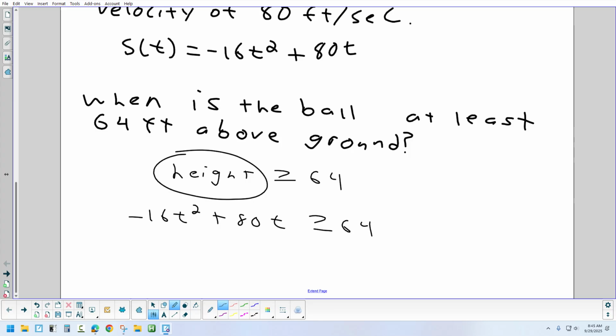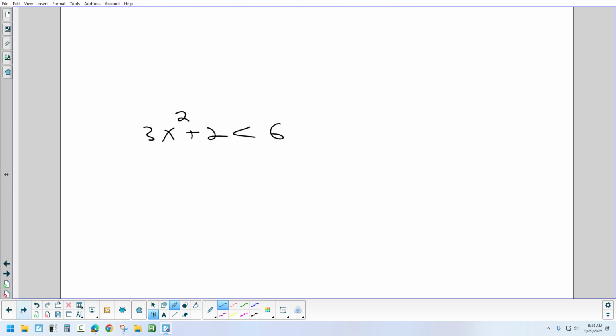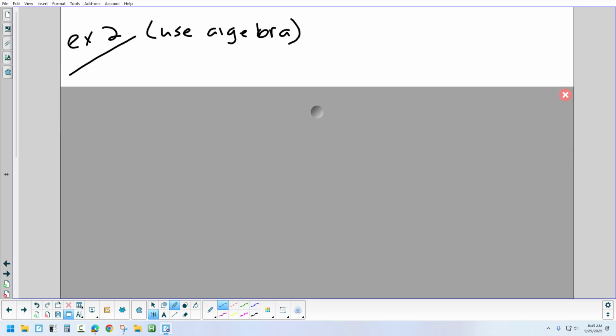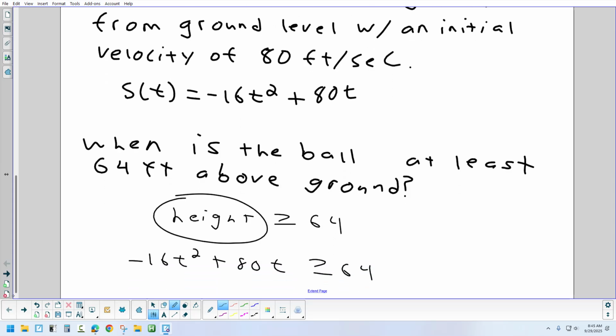All right, so that is a quadratic. What do we generally get? In this case, it won't be equal to because it's an inequality, but when we are solving an equation, what do we try to get on one side of the equation for a quadratic? Yep, 0. So we're going to do the same thing here. We're going to try to get that 64 on one side, and then we can look at solving it.